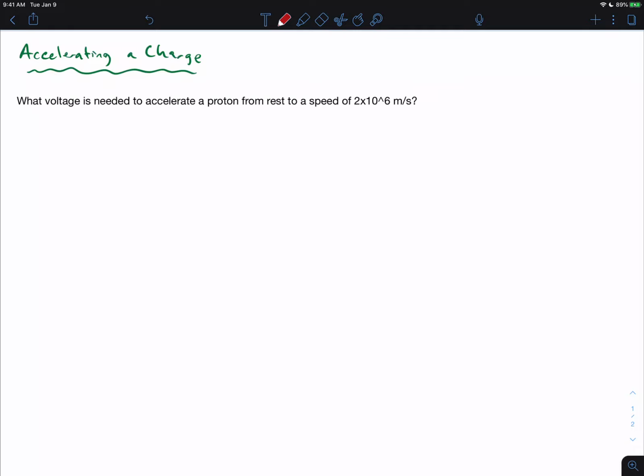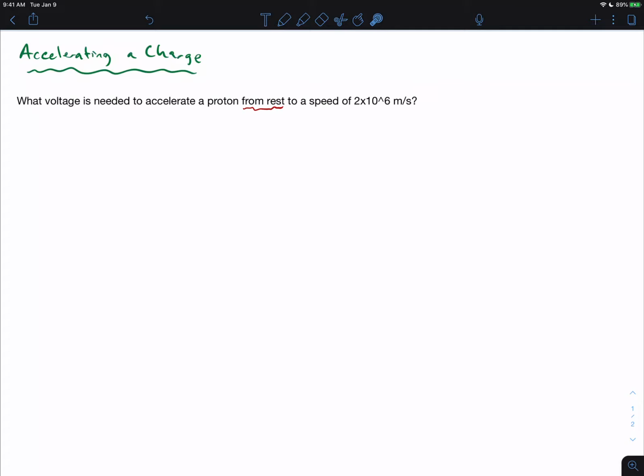the same page here. So I have a question here: if I have a proton at rest, and I want to speed it up to some very large velocity, 2 times 10 to the 6 meters per second, how much voltage do I need in order to do this?